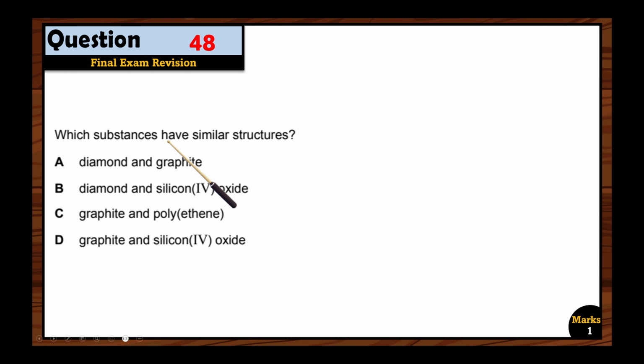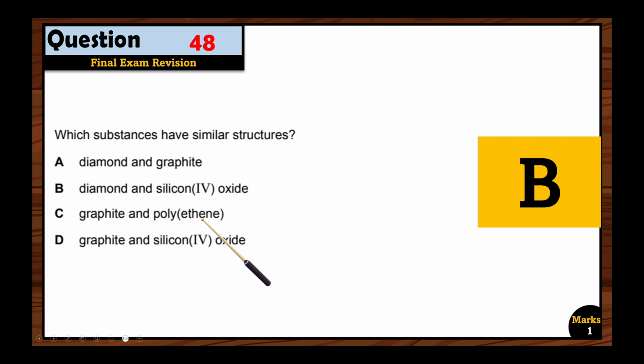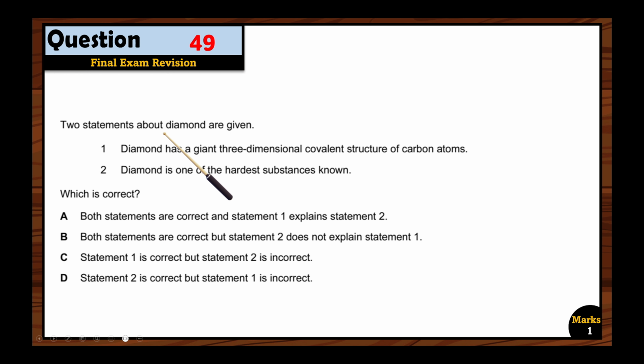Question 48. Which substances have similar structures? Diamond and graphite, diamond and silicon, of course diamond and silicon oxide. We don't need to look for other options. So diamond and silicon oxide, option B is right. Two statements about diamond are given. First, diamond has a giant three-dimensional covalent structure of carbon atoms. Second, diamond is one of the hardest substances known. So which is correct? Both statements are correct. So A or B can be right.